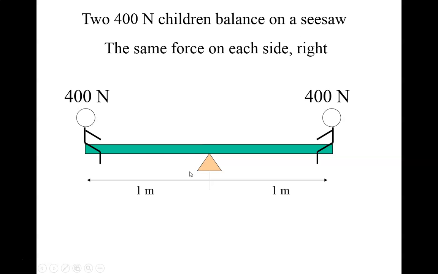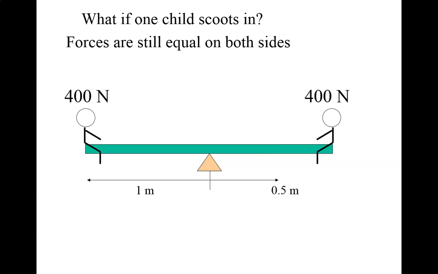Okay, so balancing torque. So we'll start out with balancing on a seesaw. So we've got two kids, and they're both 400 newtons, and they're both on the opposite ends of a seesaw. Okay, we know this will balance. Okay, now what will happen if one person scoots in?